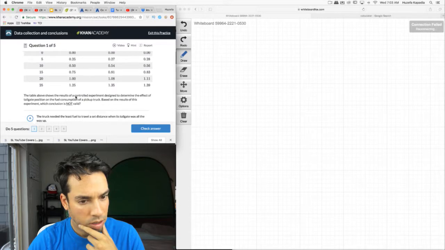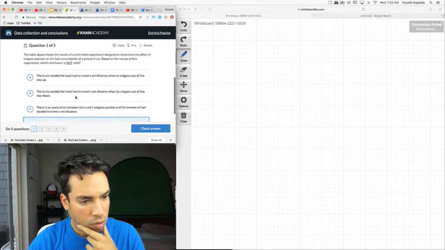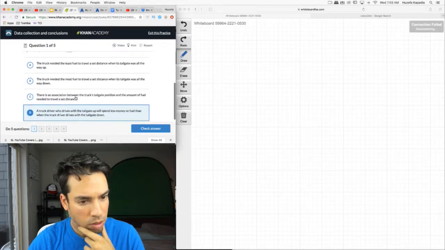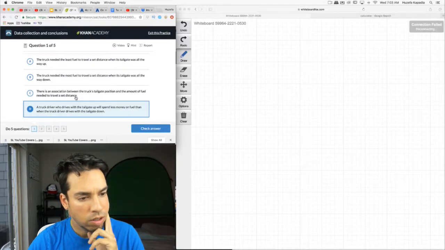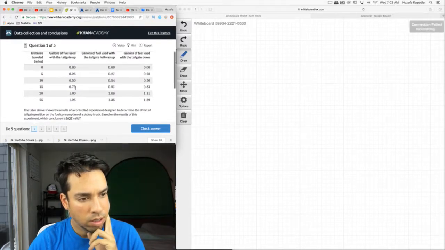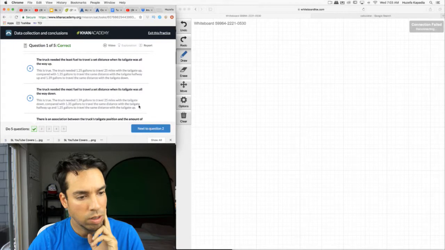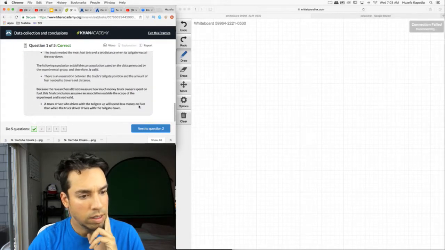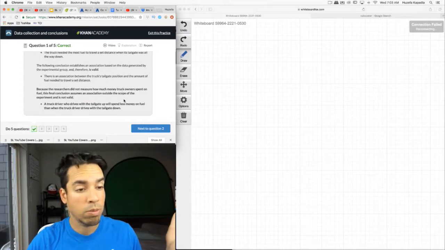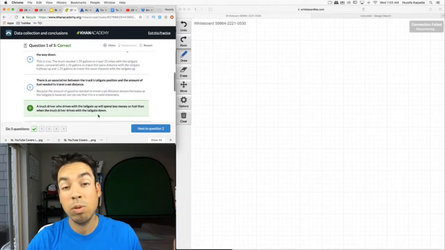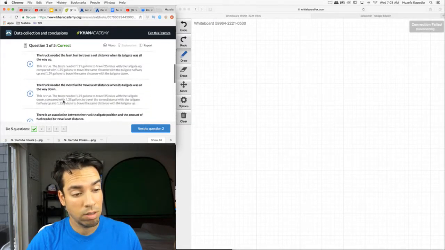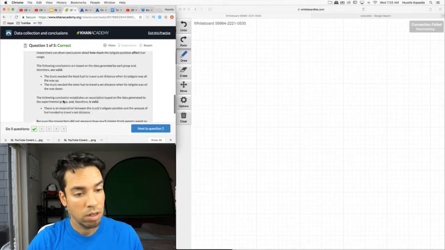So let's see. That's the truck's tailgate position and the amount of fuel needed. I do think there is an association. I'm going to go with this. Let's see what's up. Okay, it's correct. And yeah, okay, so as they say, they didn't measure how much money. I still think it's a reasonable conclusion to make that jump, but yeah.